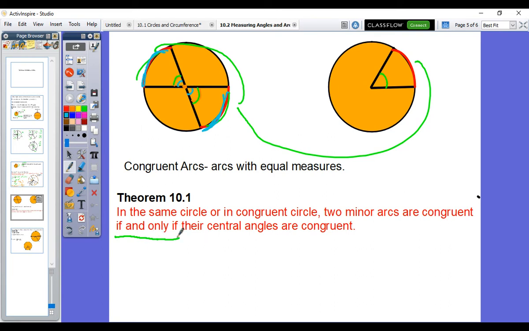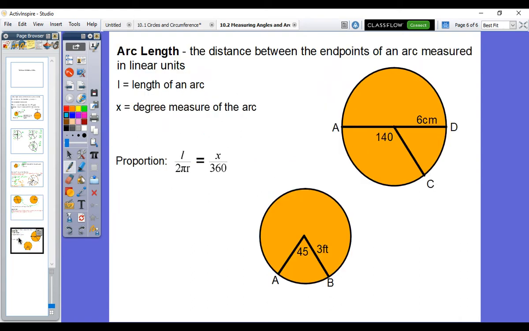Okay, that's what "if and only if" means. By condition, that means it's true forwards and backwards. So that being said, let's talk about arc length.